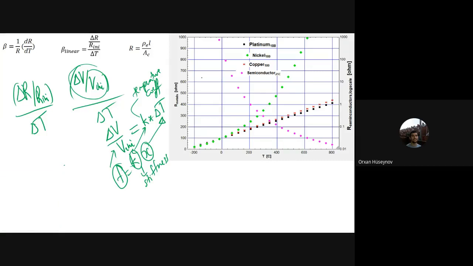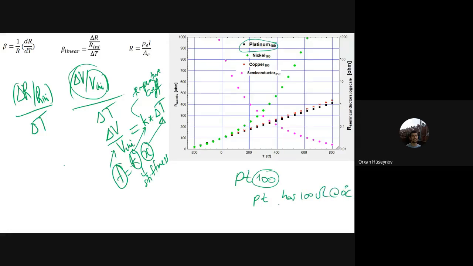So for the electrical resistance, we have different methods and the semiconductors. For the metals, the famous one is platinum 100, PT100. What is PT100? PT is the name of the metal, which is platinum. 100 means that this one has 100 ohms at 0 degrees Celsius.